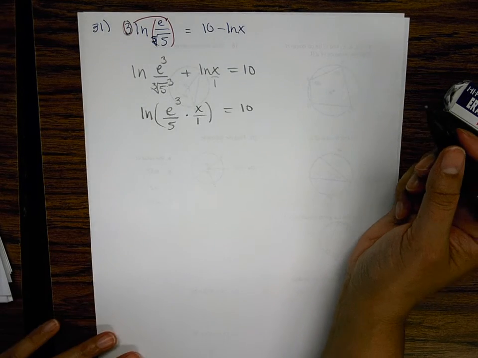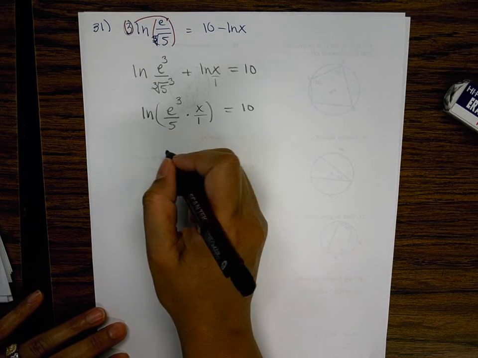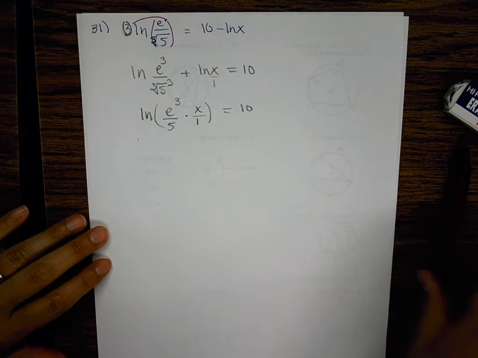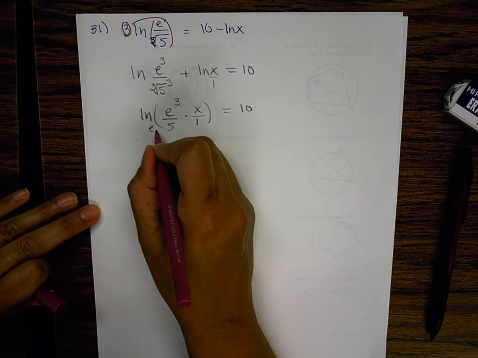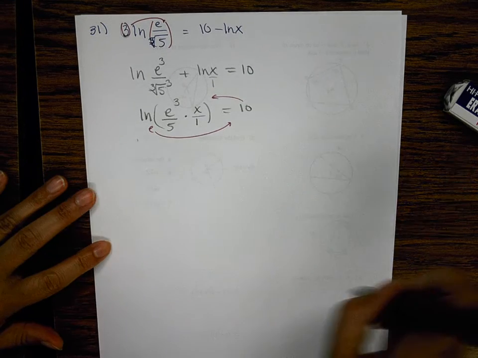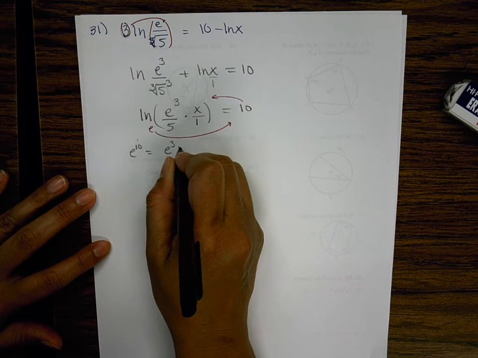And I'm going to solve it. Is this a wraparound or drop the log? There's only a log on one side, so it is a wraparound. What's the base that we don't see? It is e. So that gives me e to the 10th equals e cubed x over 5.